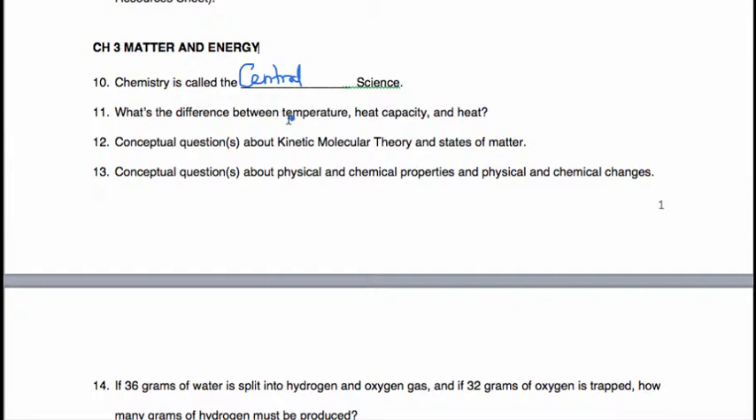What's the difference between temperature, which is the average kinetic energy of a molecule? If I'm at 100 degrees C versus 10 degrees C, 100 degrees C is a higher temperature, so it's saying that the molecules are moving faster on average. It's a reflection of what the atoms are doing. Heat capacity is the mass times the specific heat.